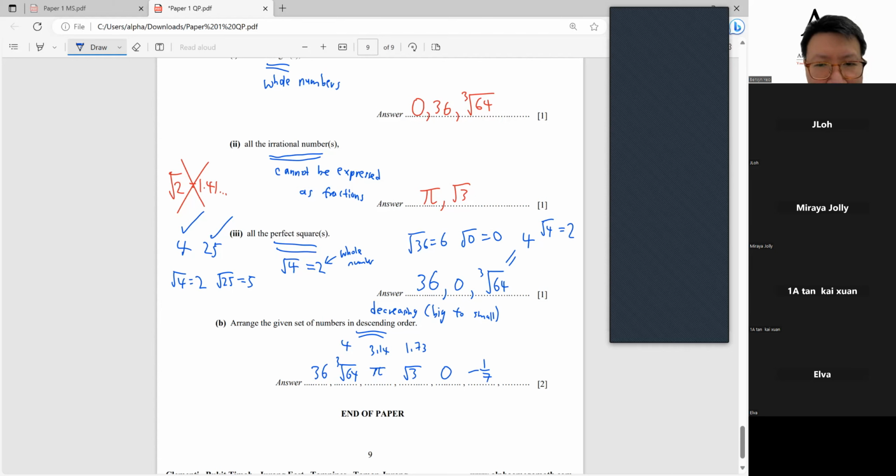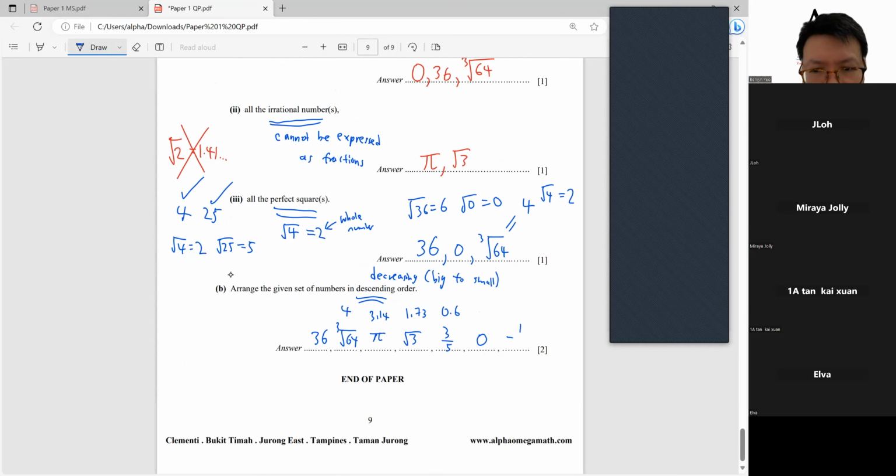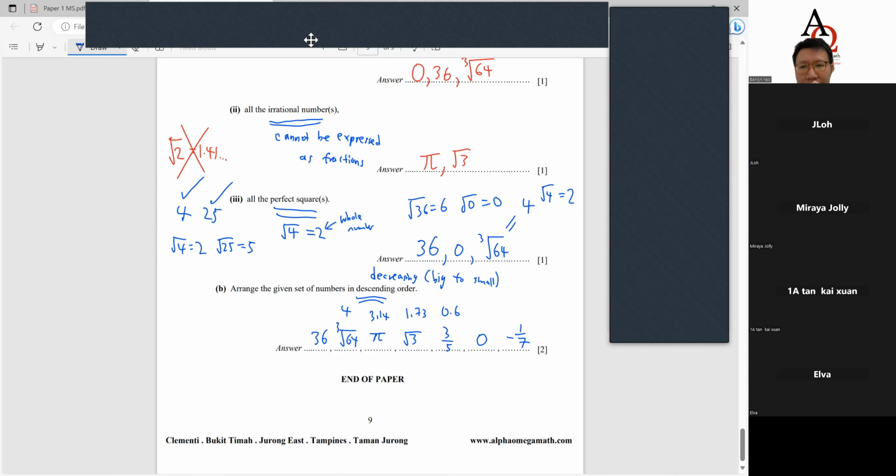Okay. Did I miss out any numbers? I think I missed out one number. 3/5, sorry. There's a 3/5 also. 3/5 is 0.6. So it should be in front of 0. Okay. Then you have a 0 over here. And there is a negative 1 over 7 here. Negative numbers will always be in the back because they are much smaller than positive numbers.